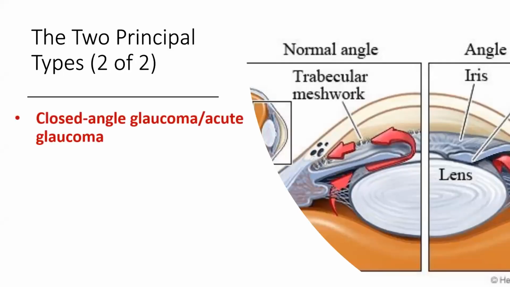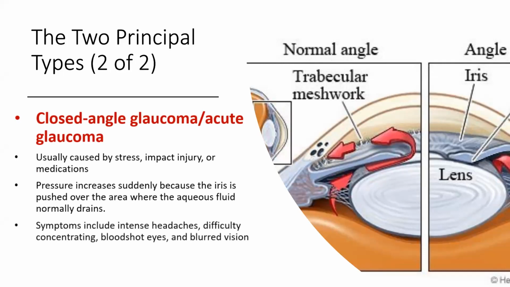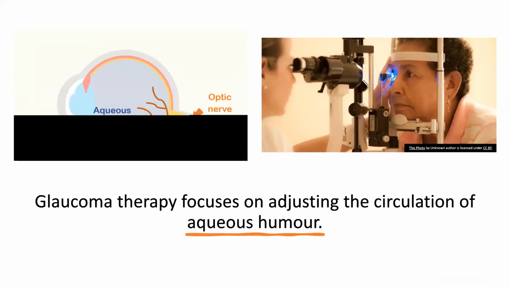And the other is closed angle glaucoma, which is acute glaucoma, in which it usually occurs by stress, impact, injury, or some medication side effect. The pressure increases suddenly because the iris is pushed over the area where the aqueous fluid drains normally. So symptoms include intense headaches, difficulty concentrating, bloodshot eyes, and blurred vision. Usually, it requires immediate surgical intervention in closed angle glaucoma or acute glaucoma.